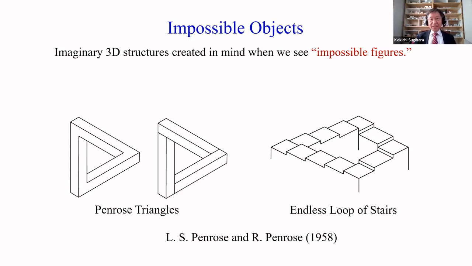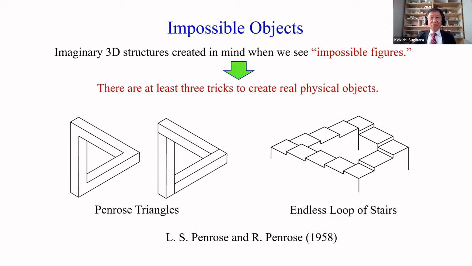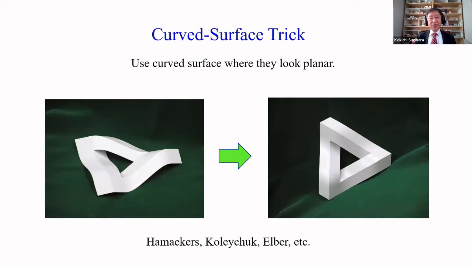In all of these pictures, when we see them, we have some impression of 3D structures, but at the same time, we feel they are impossible. However, they are not really impossible. There are at least 3 tricks to create real physical objects. The first trick is to use curved surface. We can use curved surface where they look planar and can construct the impossible figures.